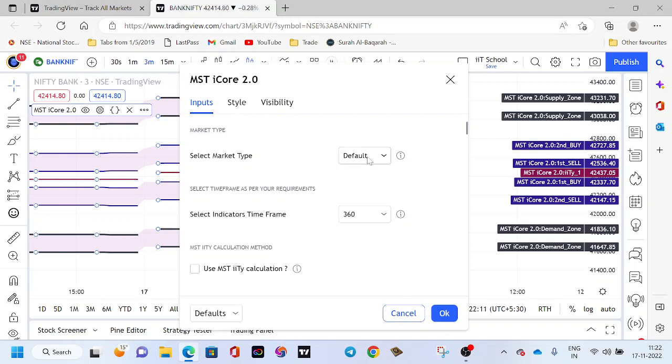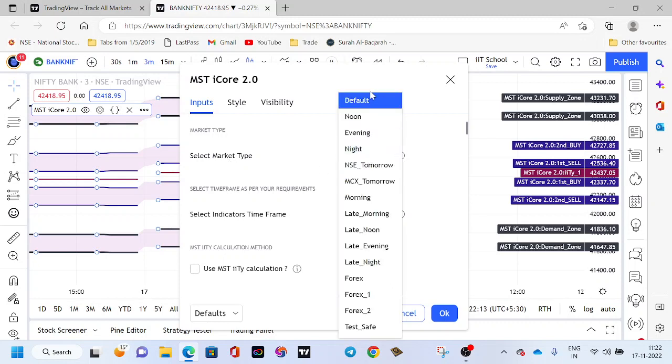Then select market type. What is this market type? See, by default we will be trading with the default settings only, default market type. Suppose you are not able to trade in the default mode, you want to trade only in the noon session after 12 o'clock, you can use noon. If you can trade only in the evening session after 5 o'clock, you can use this. If you can trade only after 7 o'clock to 8 o'clock, you can use night.